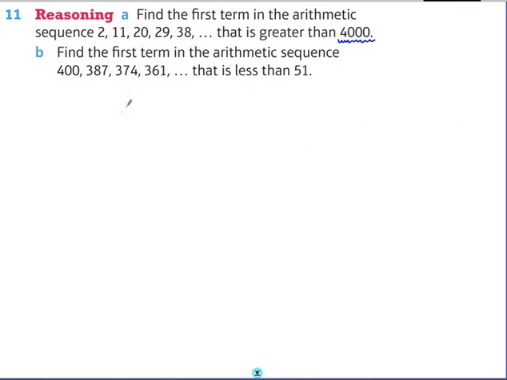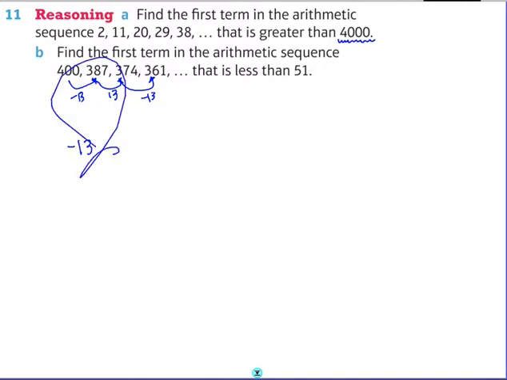Part B: find the first term in the arithmetic sequence that is less than 51. So take a look at this arithmetic sequence. In fact, no need to write. It's a decreasing arithmetic sequence, and it's going down in 13s. Yeah, so 13. It's going down in 13s, and one more 13. So it's in the 13 times table, or a multiple of 13.